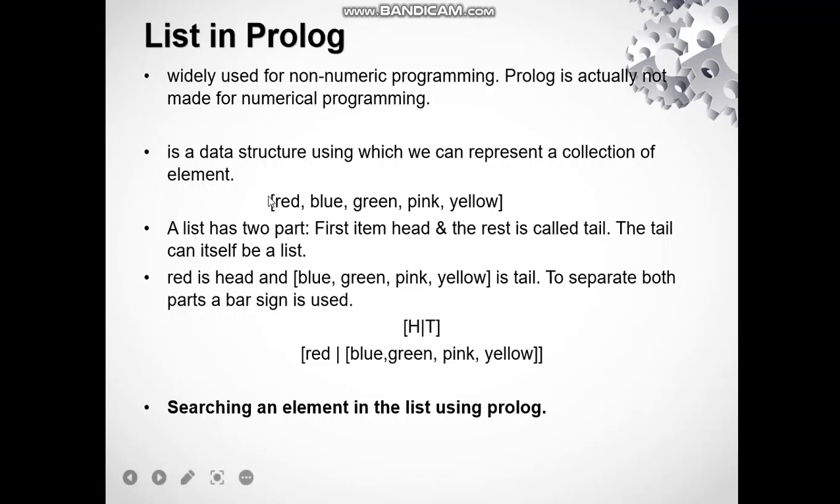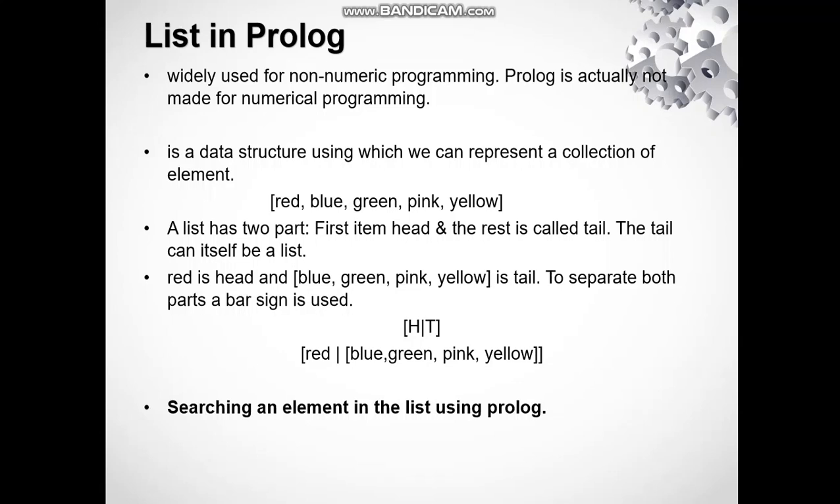Here, for example, is a list that has elements like red, blue, green, pink and yellow. In Prolog, a list generally has two parts, head and tail. The first element or item is called head, while the rest of the elements or items are the tail of the list. In Prolog, to differentiate head from tail, we use a bar.